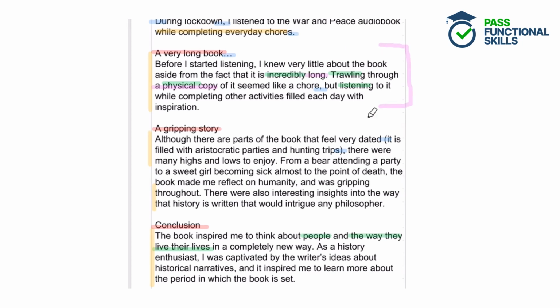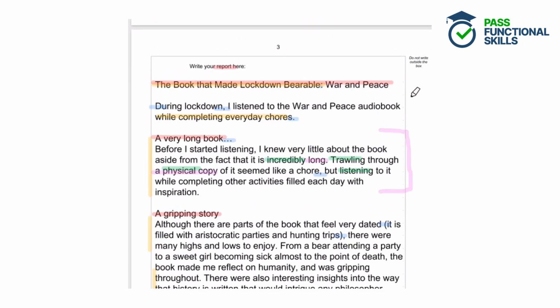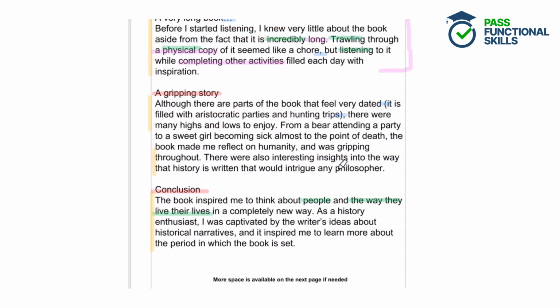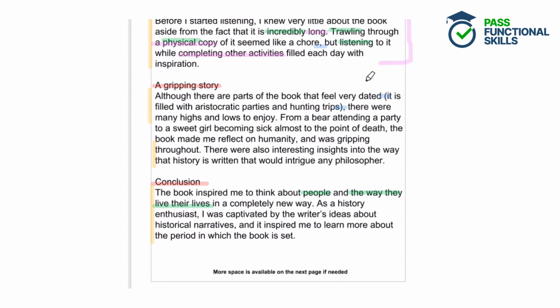So we've given a bit of an introduction here, and then we have explained that the book is long, and we've said how we've read it, that we've been completing other activities while listening to the audiobook. And then we've got a description of the story, so we're following in sort of a logical order with each paragraph. And we've given some indication of the things that intrigued them about the book. So it made them reflect on humanity, and there were insights into the way history is written.